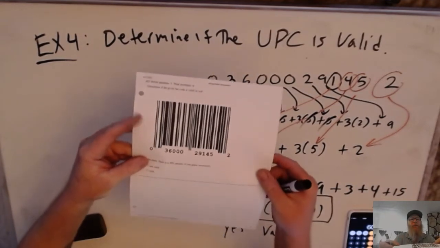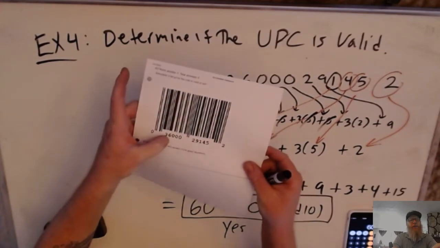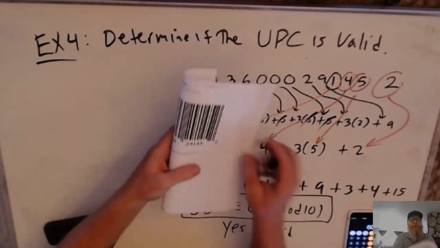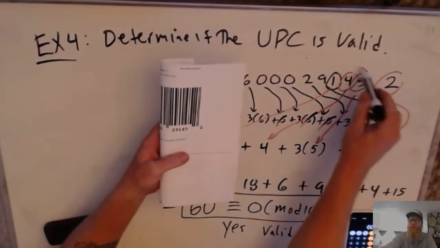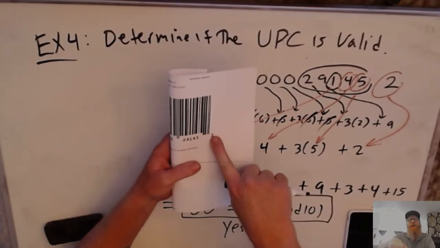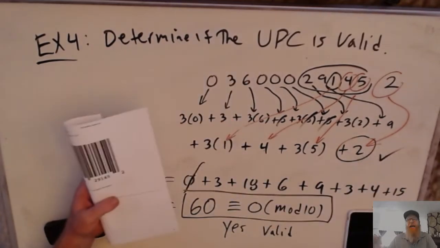I don't remember what it was. Again, the 0 here tells you what type of product. The 36,000 is the company, manufacturer. Here's the product code, the 29145. So whatever that is. And then the 2 really means nothing. Well, it means that the check digit checked out. It checks out.